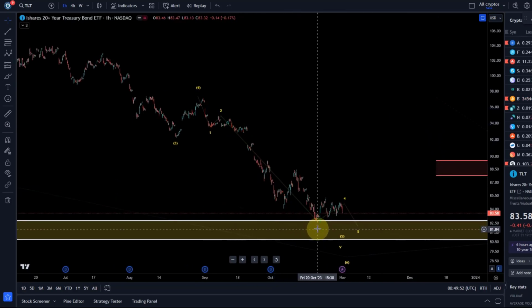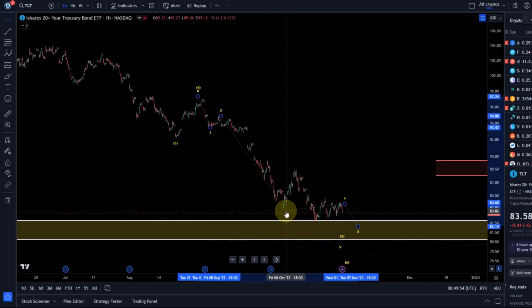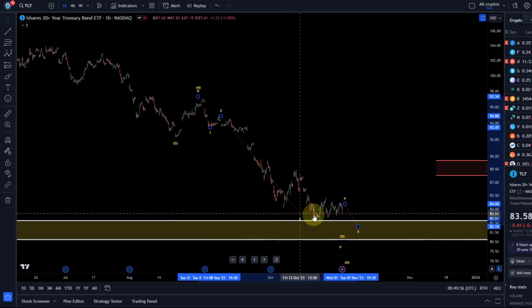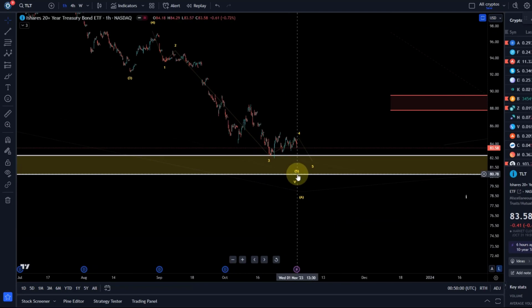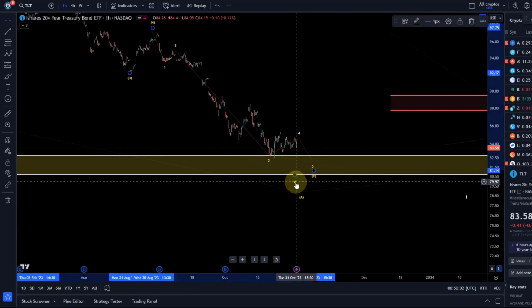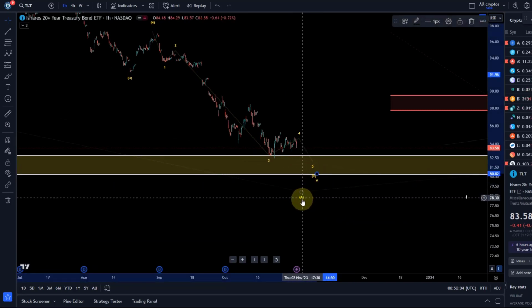It would be possible that this is the 3 as well, okay, but this just doesn't give me much confidence. So I think one more low is reasonable. Certainly that 3rd wave is long enough.